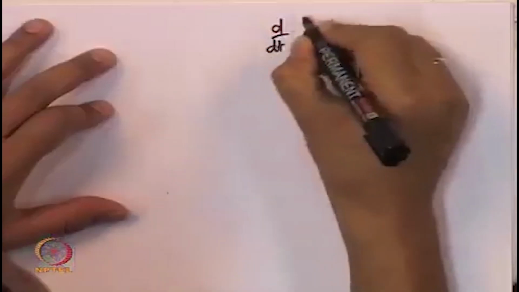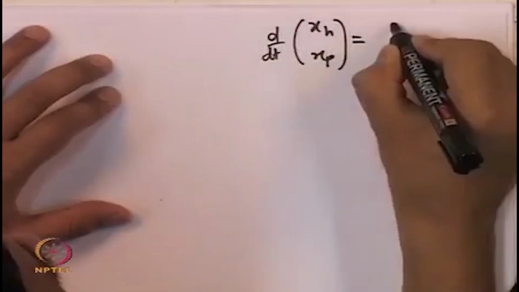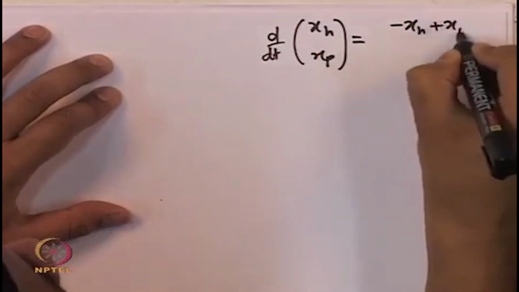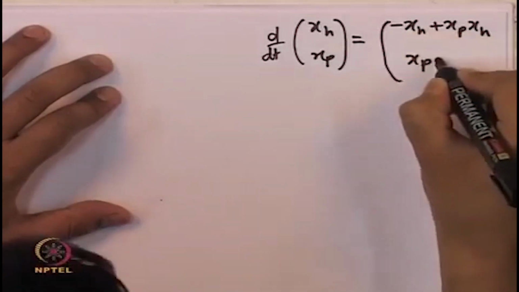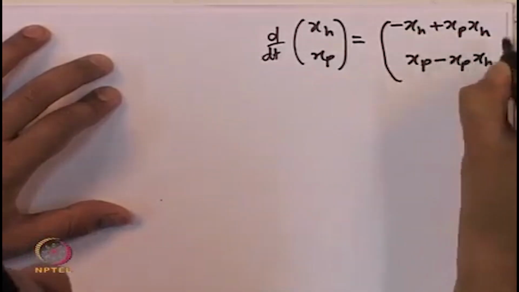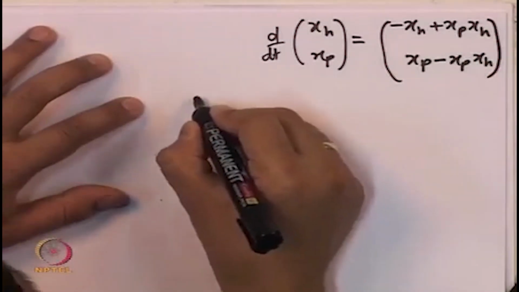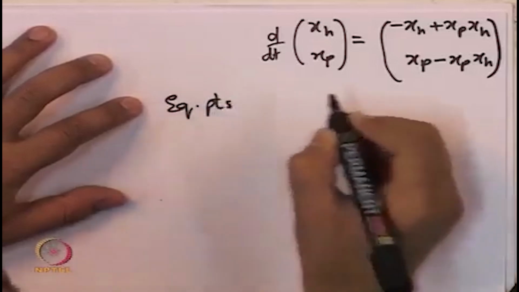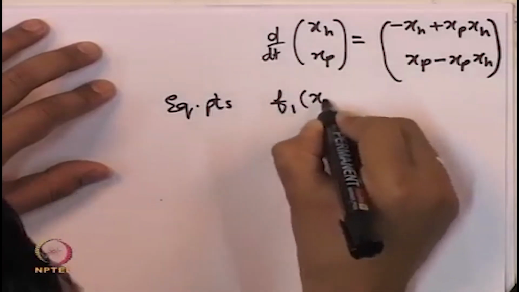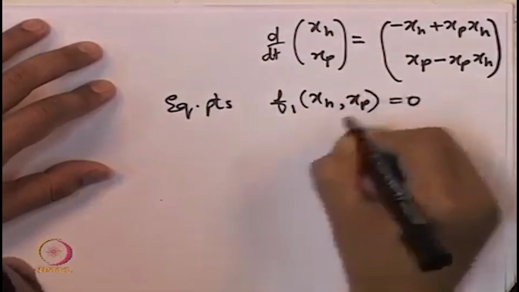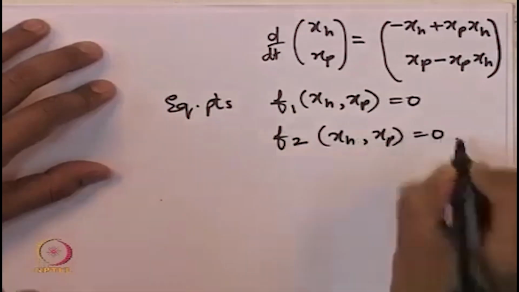So d by dt of xh and xp is equal to minus xh plus xp times xh, and xp minus xp times xh. Yeah, so this is our f. So equilibrium points are those values of xh and xp where f1 of xh comma xp equal to 0 and also f2 of xh comma xp equal to 0.